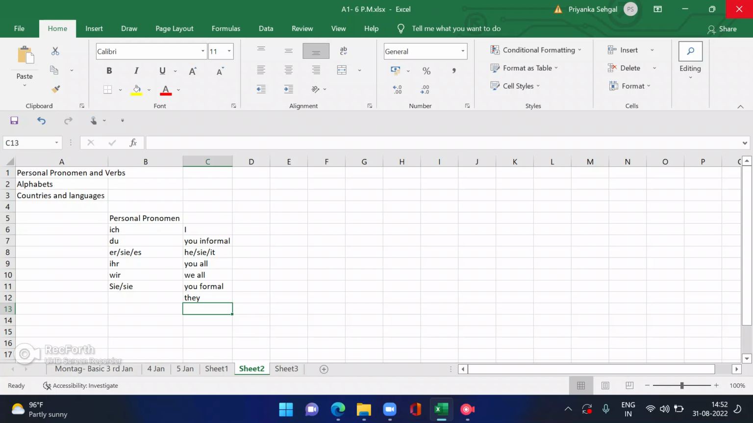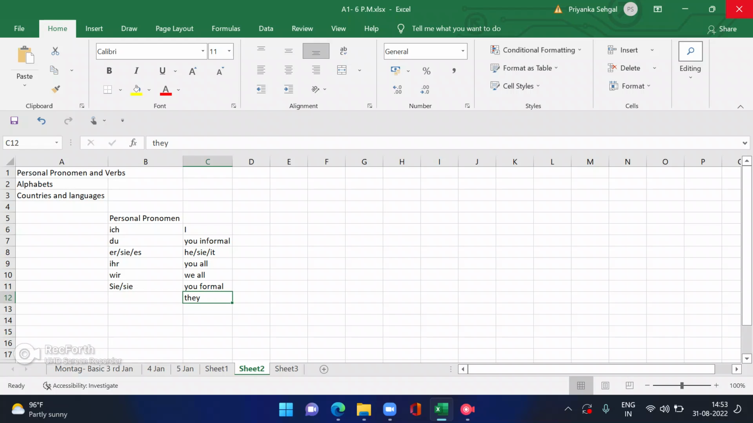Then small sie is they. When I am talking to my friend or someone, and I am talking about a group of people. So they live in Germany. They are going to Germany. They are flying to Germany. They are flying to Switzerland. So this is what is personal pronoun, what I wanted to explain. Okay, I hope it is clear. If you have any doubt, you can always ask me.